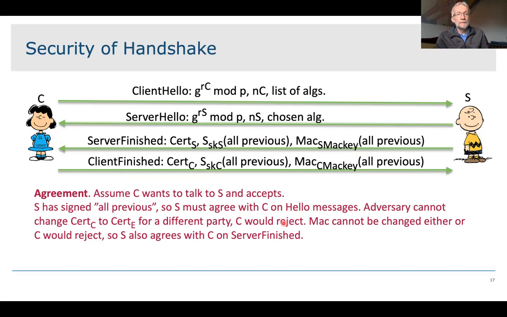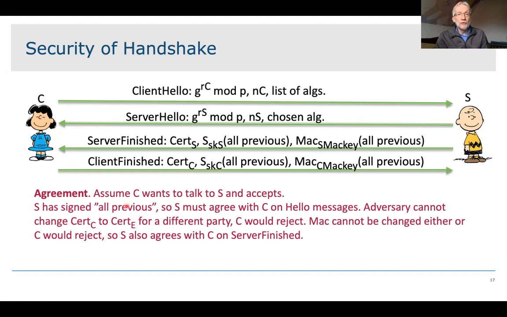Also, the adversary cannot, because then the question is, do we also agree on the server finish message, right? Because you might remember that the application keys are generated from the client hello, server hello, and server finish messages. So if the client can be sure that I must agree with the server on those three messages, then we also agree on the application keys.